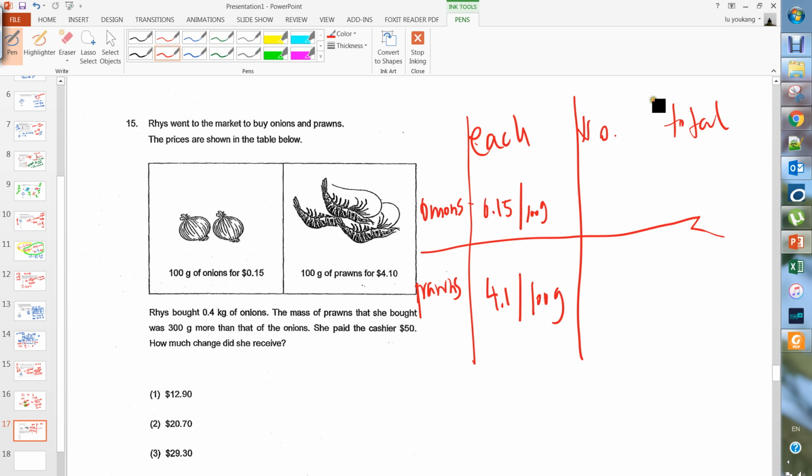So now, if this is my each, so this is my number of what? Number of 100 gram, no? Make sense or not? Okay? So now, it says, Reese bought 0.4 kilogram of onion. 0.4 kilogram is how many gram?